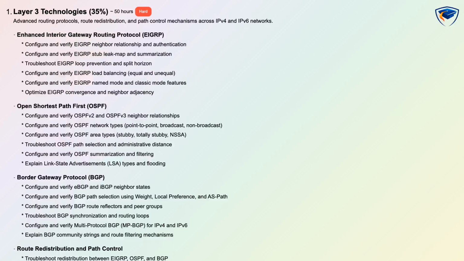You will master OSPFv2 and OSPFv3 neighbor formation, area types like stub and NSSA, LSA behavior, and summarization and filtering techniques. For BGP you will study iBGP and eBGP neighbor states, path selection using weight and local preference, route reflectors, MP-BGP for IPv4 and IPv6, and community-based filtering, and you will practice route redistribution, route maps, policy-based routing, VRF Lite, and BFD to control path selection and diagnose redistribution issues.